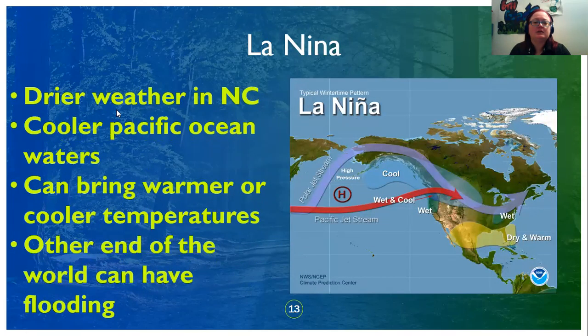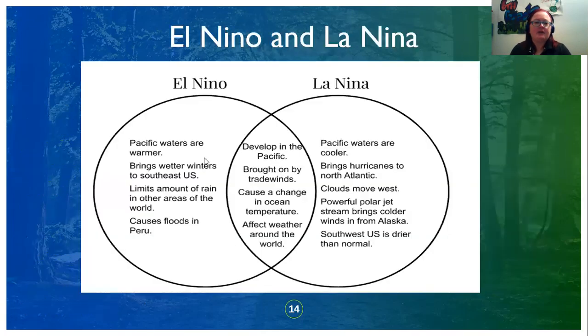La Nina is drier weather. It's cooler Pacific Ocean waters, can bring warmer or cooler temperatures. Other ends of the world can have flooding. So while we're having drier weather and it's not really raining, it's going to cause other parts of the world to have flooding.